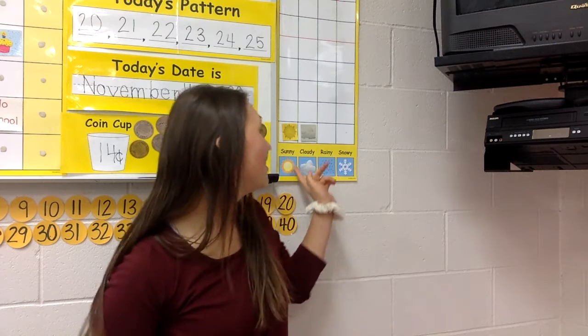Let's sing the weather song, shall we? What's the weather? What's the weather? What's the weather like today? Sunny, cloudy, rainy, snowy. What's the weather like today? All right. We're going to say that today is a cloudy day for our graph.